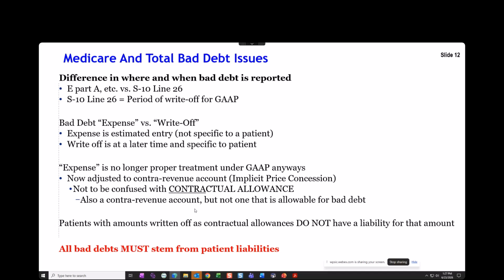There definitely was expectation of payment. There's a patient liability, but they just end up not paying it. So it's written off for that reason. So that's the key thing. All bad debts must stem from patient liabilities. And if there's a contractual allowance, that's never been a patient liability. It's removed well before that point. So that's the key thing with that.